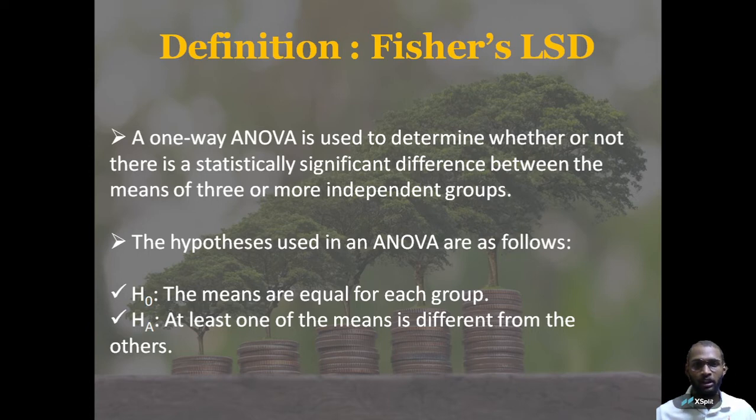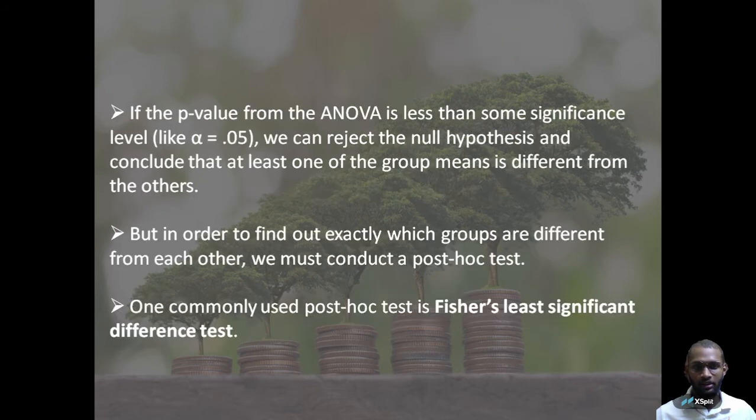One-way ANOVA is used to determine whether or not there is a statistical difference between the means of three or more independent groups. The hypotheses used in an ANOVA are as follows. H0, the means are equal for each group. HA, at least one of the means is different from the others. If the p-value from the ANOVA is less than some significance level, like alpha equals 0.05, also known as significance level, we can reject the null hypothesis and conclude that at least one of the group means is different from the others.